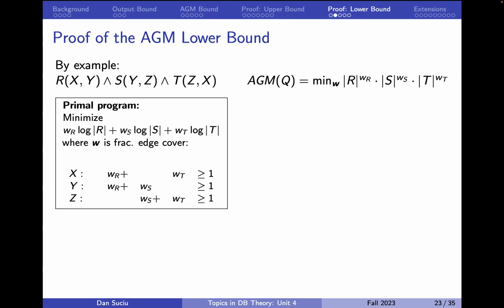Okay, so how do we minimize this expression? Like your colleague said earlier, we apply logarithm. And then finding this minimal value boils down to solving a linear optimization problem. What is a linear optimization problem? We need to minimize this weighted sum, which is exactly this logarithm, subject to the fact that the W's form a fractional edge cover. And this is just a linear set of constraints, fractional edge cover.